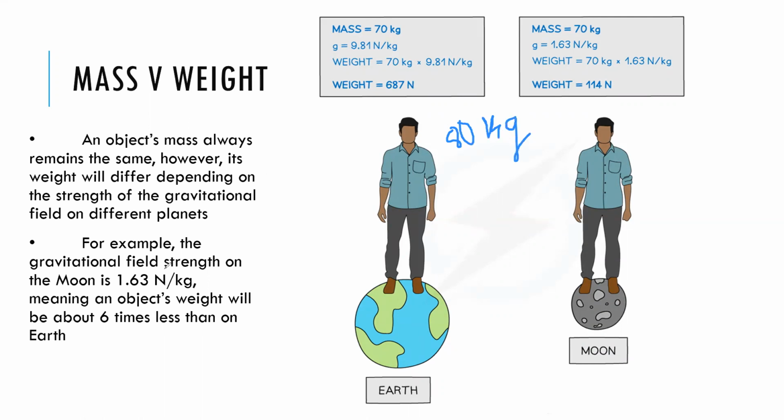So for example, the gravitational field strength on the moon is 1.63 newtons per kg, meaning an object's weight will be about 6 times less than on Earth. Now here you can see that the mass of the person is 70 kgs, and the gravitational field strength on Earth is 9.81 newtons per kg. So weight, which is mass into g, will give us 687 newtons.